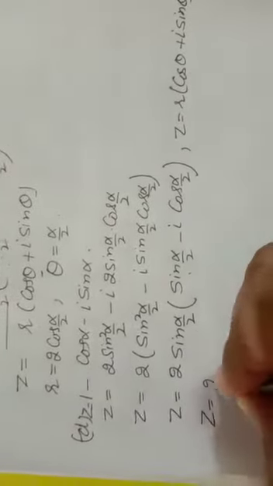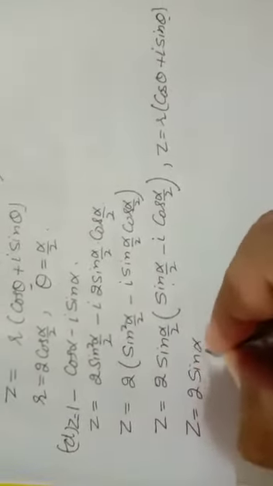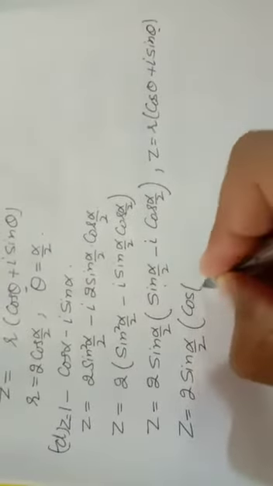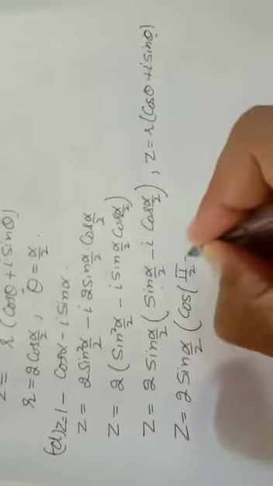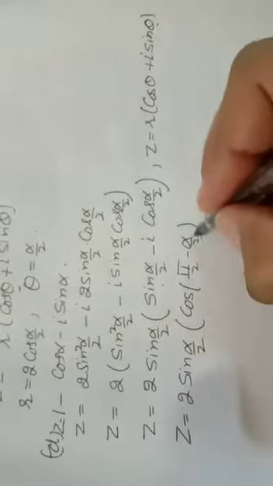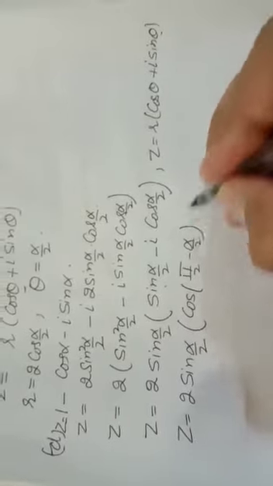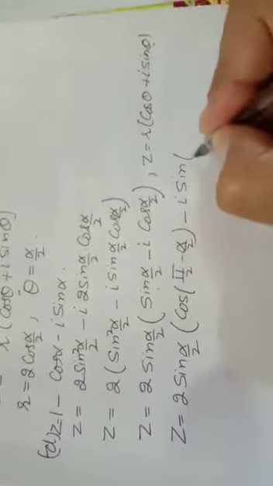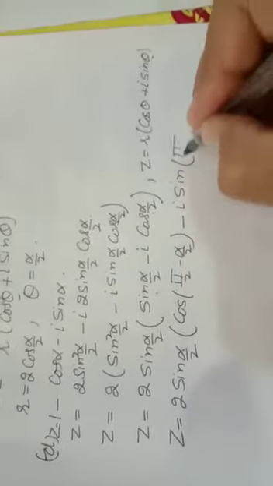Now this expression will be changing. Z is equal to 2 sin alpha by 2. This sign we want to change to cos of pi by 2 minus alpha by 2, because our theta angle is alpha by 2, so that's why I am writing alpha by 2, minus iota sin, this is also changed, pi by 2 minus alpha.